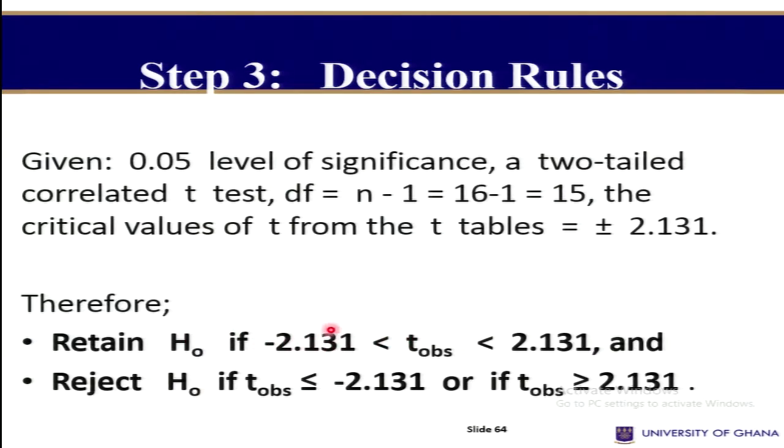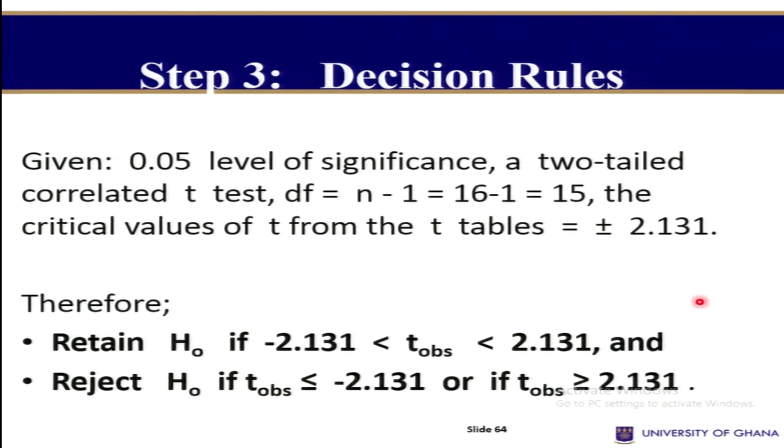So that when we are dealing with 2-tail, then the region of retention of H0 becomes a range if our t observed is greater than the negative of the critical, and if it is less than the positive of the critical.